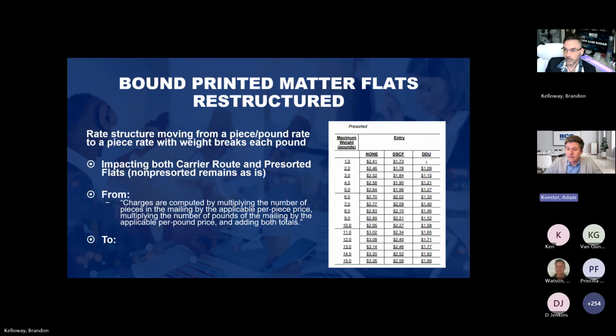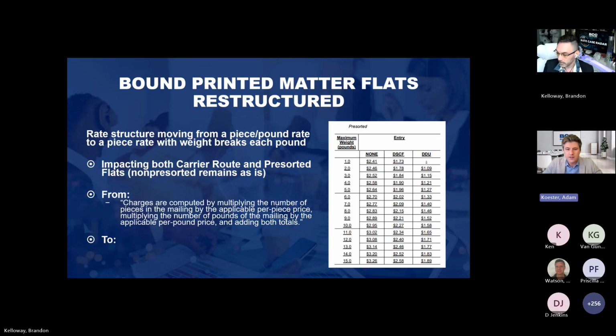The bound printed matter flats have been restructured as well. So previously, when you were rating out a bound printed matter flat, you would get the weight of the flat itself or some sample size, figure out what a single flat weighs, multiply that by the pound rate, and then add the piece weight into the price of the flat. And that would be your price per piece. They are changing how that rating structure works and moving to a single piece rate based on how much the piece weighs. So instead of doing math to get to your answer of how much a piece weighs, you look at the chart that's in front of us here.